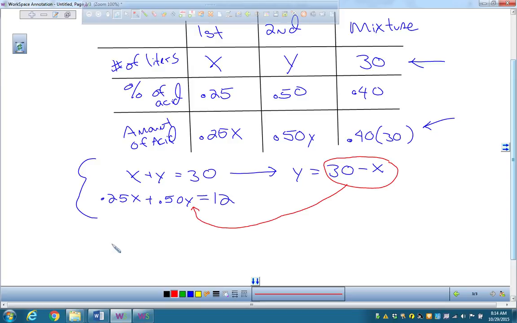So I got 0.25x plus 0.50, and you must put this in parentheses or you're going to make a mistake, equals 12. And then what I like to do, does anyone know what I like to do? I like to clear the decimals out. How can I get rid of those decimals? What can I multiply everything by to get rid of all the decimals?